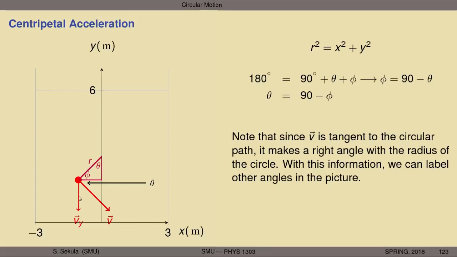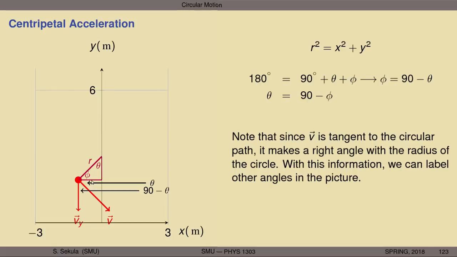Let's keep going. Now note here that because this is an entirely vertical component, Vy, and this is an entirely horizontal component, x, the distance along the x-axis to go from the center of the circle to the point on the circular motion path, this is another 90 degree angle. And so again, we have a situation where this whole thing is 90 degrees. We've already said this is theta, so this must be 90 minus theta. And we're good. We've now labeled the angle between Vy and V.